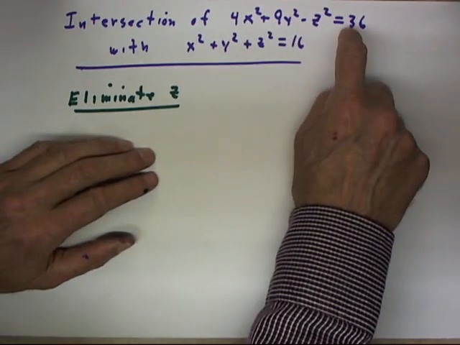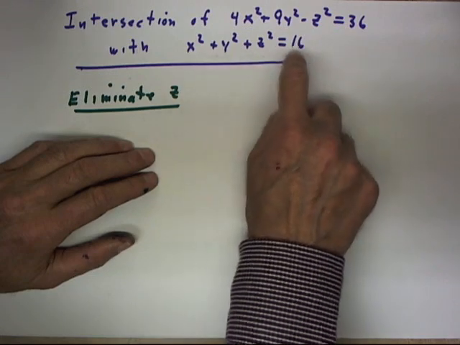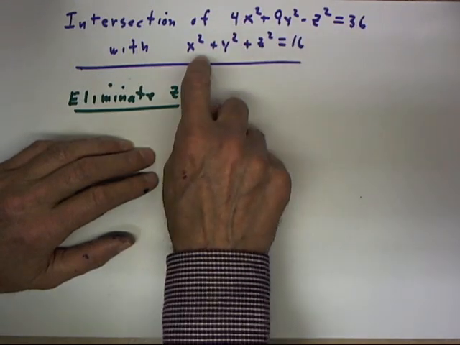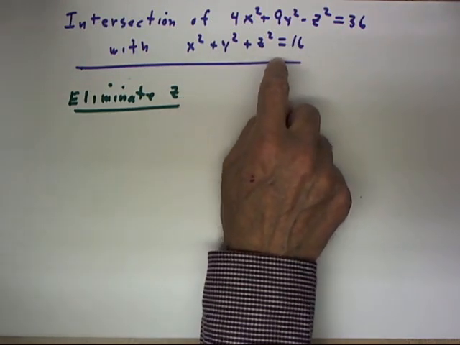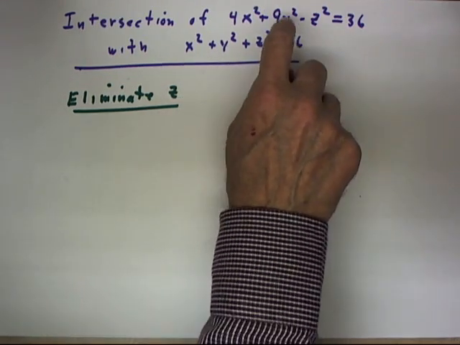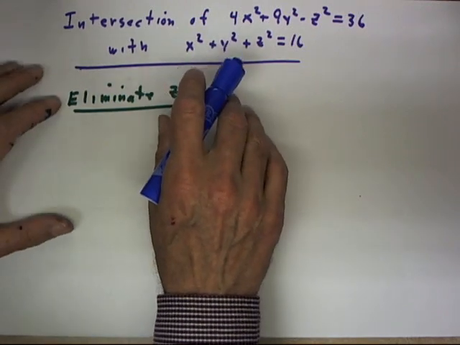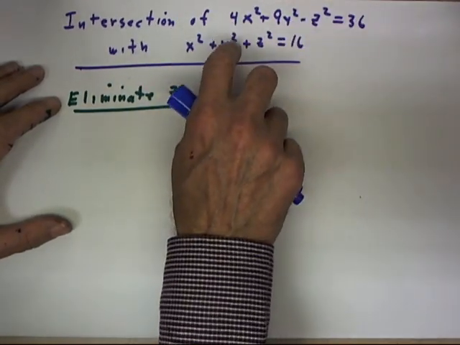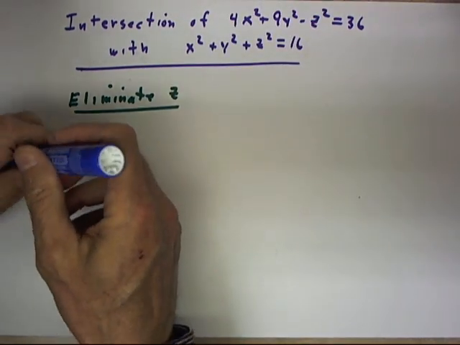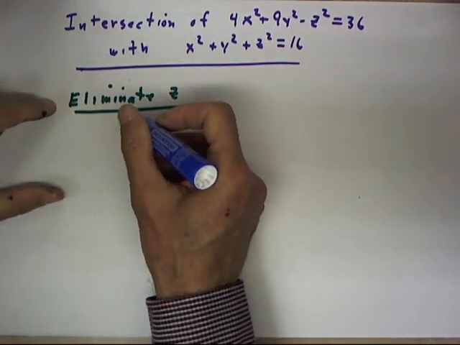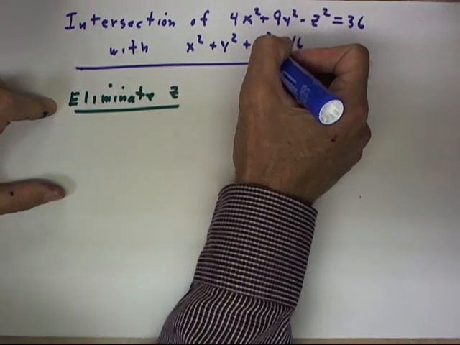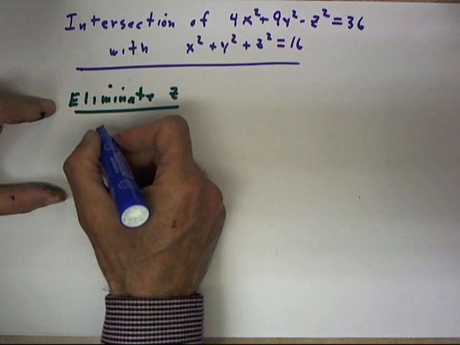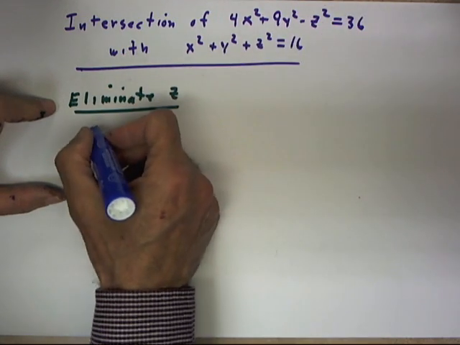The two surfaces here and here, the elliptical hyperboloid and the sphere, will intersect when the x, y, and z coordinates of each are equal. To determine where that intersection occurs, we can simply eliminate z between these equations. We begin by eliminating z, and we add the two equations.